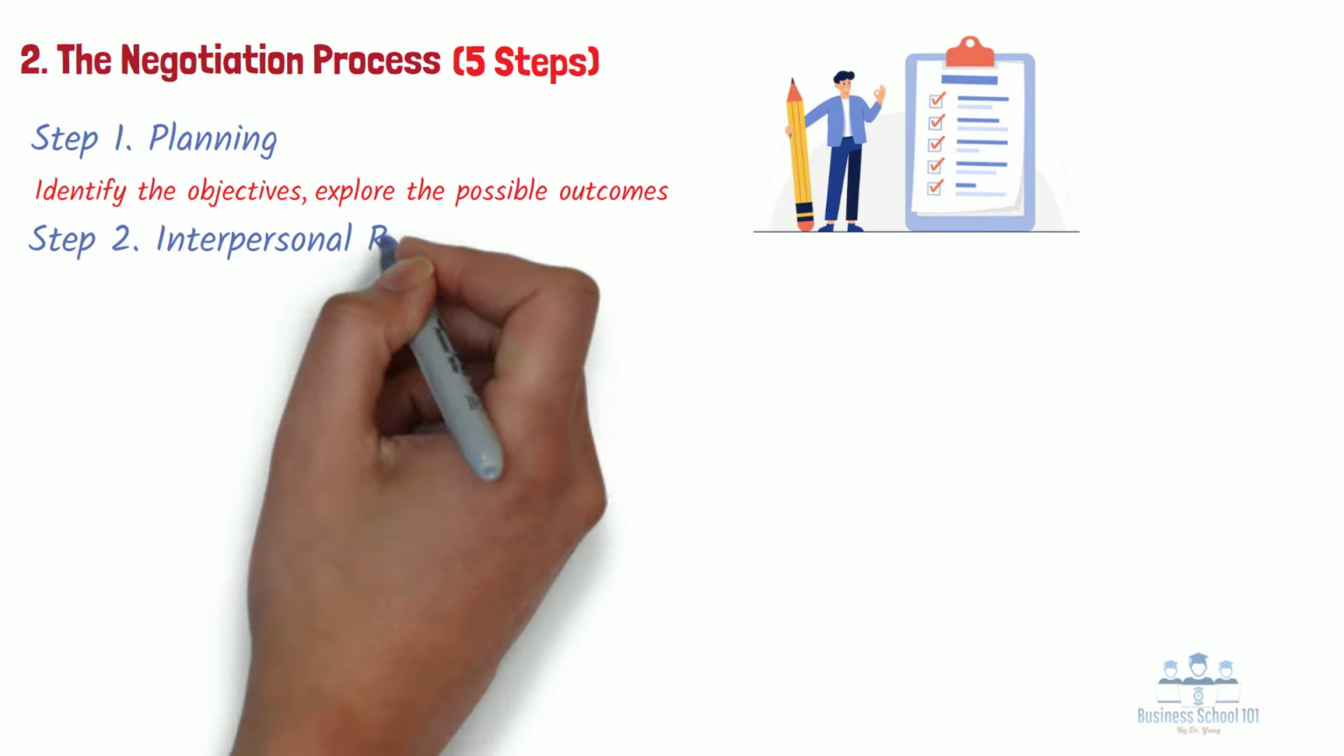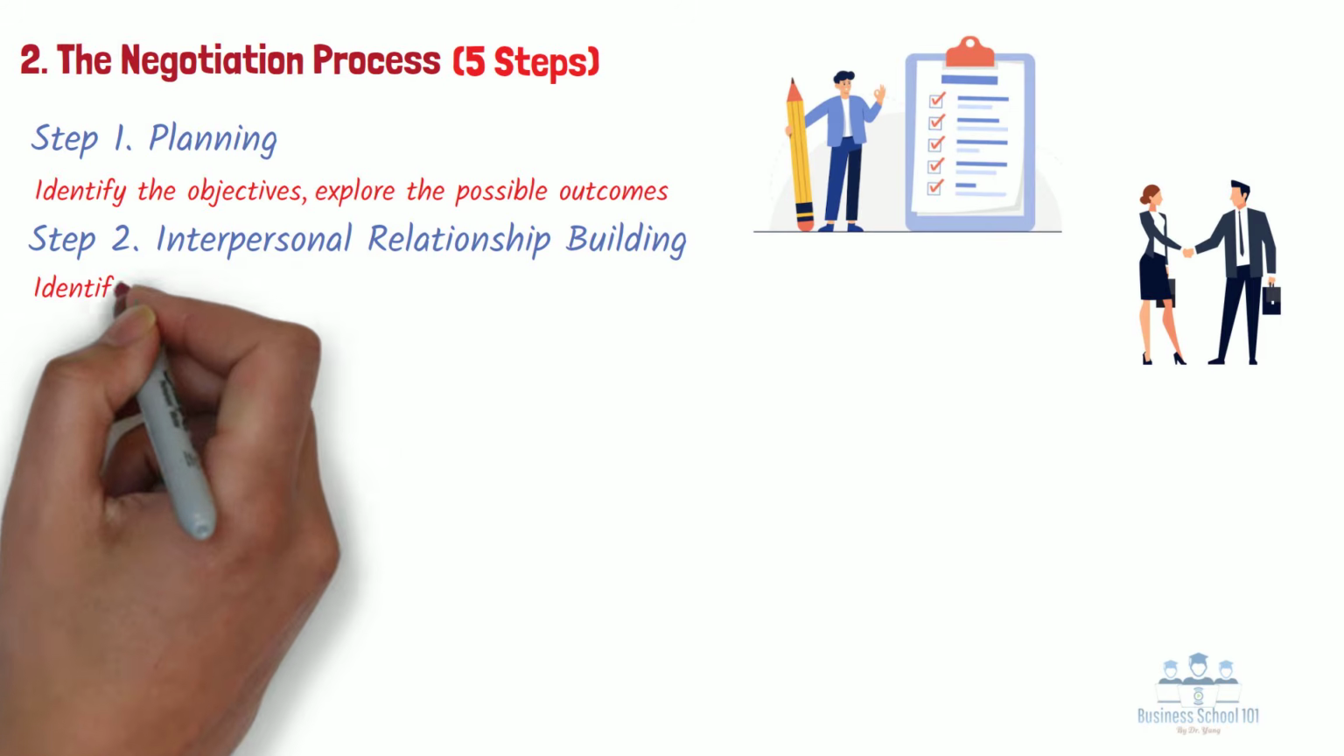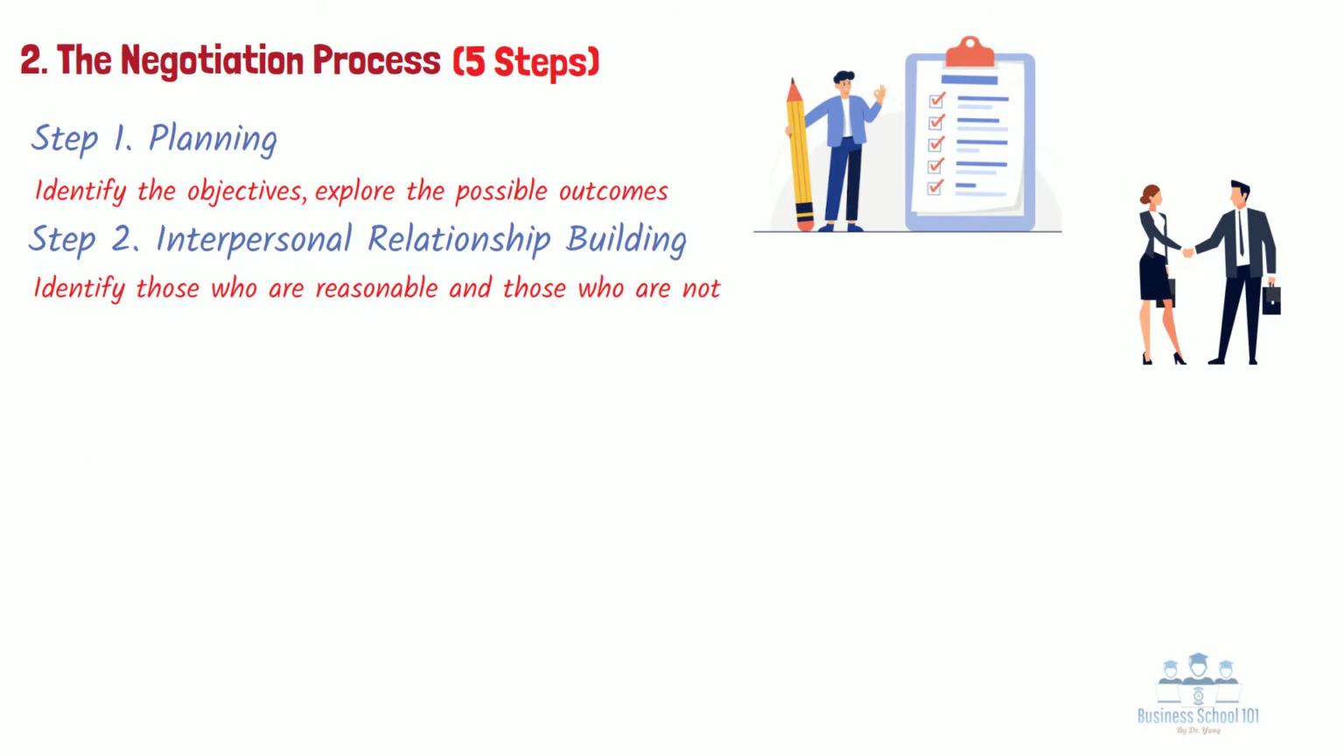Step 2. Interpersonal relationship building. The second phase of the negotiation process involves getting to know the people on the other side. This feeling out period is characterized by the desire to identify those who are reasonable and those who are not.